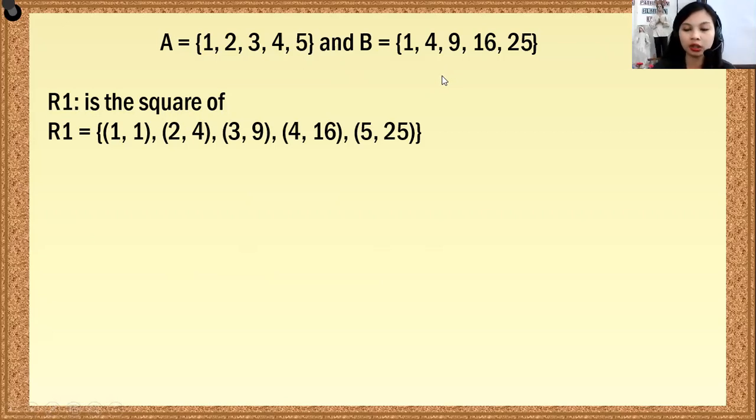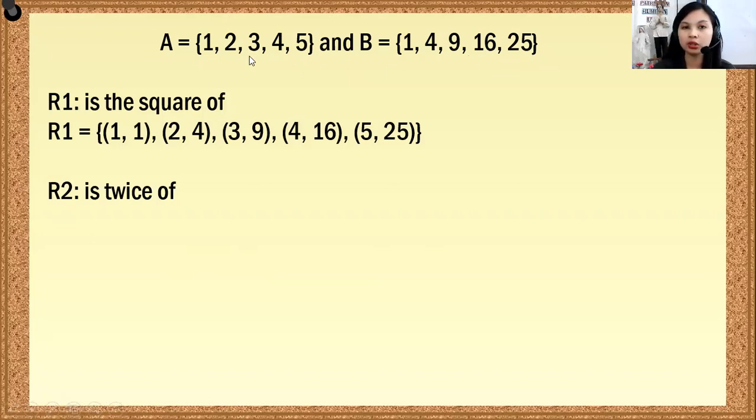Okay? Ganun lang siya. Next is twice of. Okay, pag sinabing twice of, doble naman nila. Okay, so dito, tingnan natin. So si 1, 1 times 2, ang answer is 2. So wala tayong 2 dito sa set B or sa elements ng ating set B. So mali na po siya.